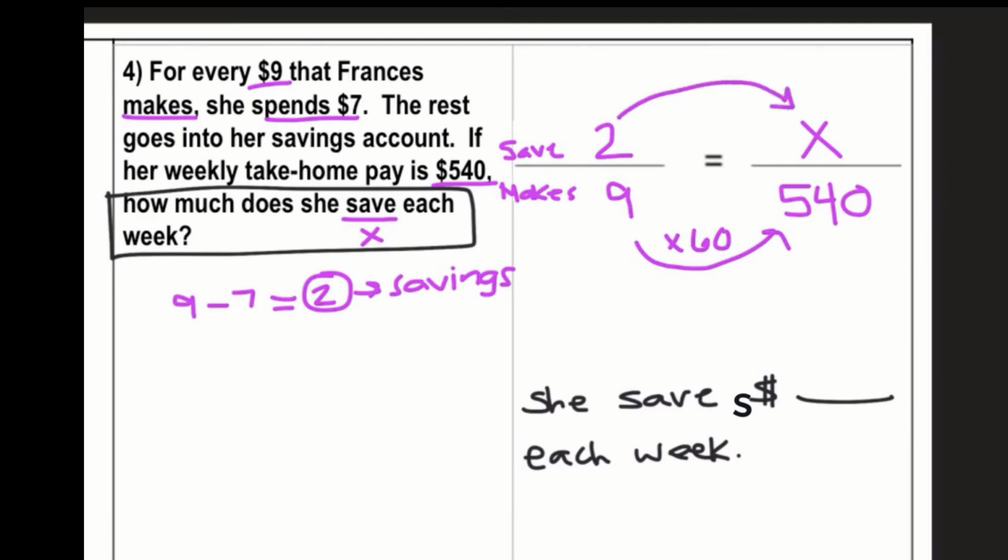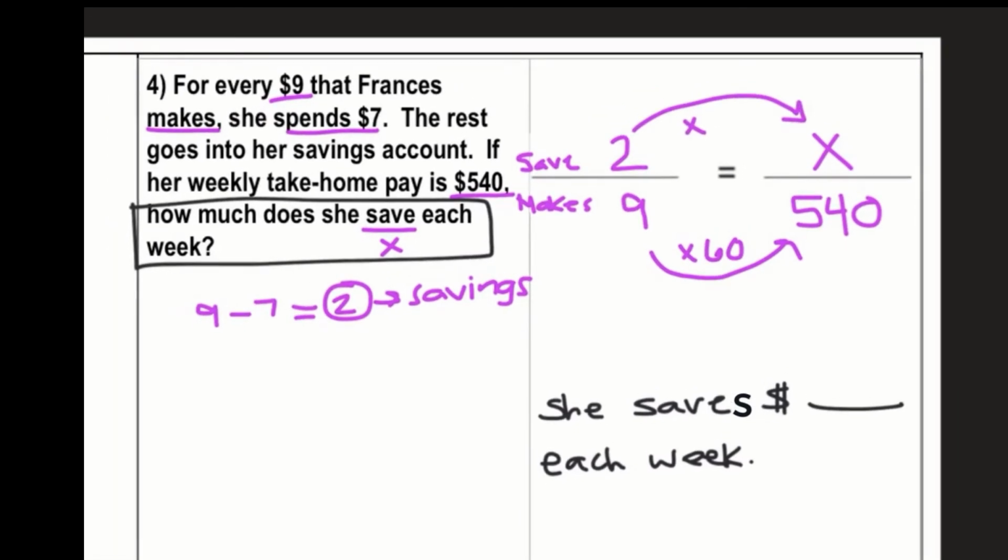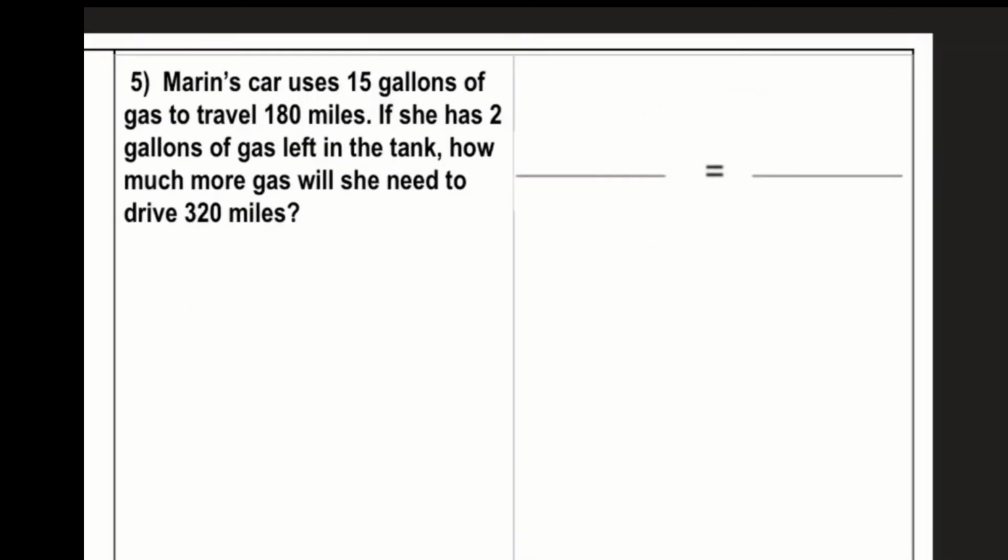We're going to take 2 and times that by 60. 2 times 60, what is that going to give us? X is going to equal $120. That got a little sloppy there. So $120. Every week when she's making $540, $120 is going into savings. Let's look at the next problem.